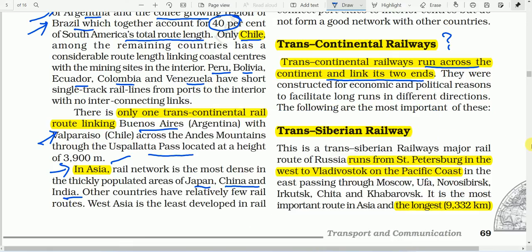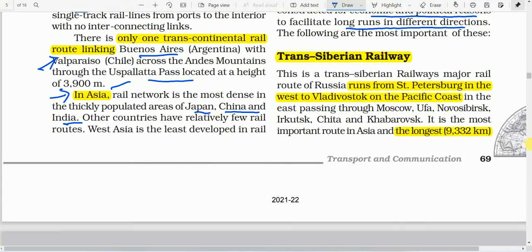And they were constructed for economic and political reasons to facilitate long runs in different directions. So the following are the important transcontinental railways. The most important one is the Trans-Siberian Railway. Let us find out the features of the Trans-Siberian Railway. This railway is a major rail route of Russia, which runs from St. Petersburg in the west to Vladivostok on the Pacific coast.